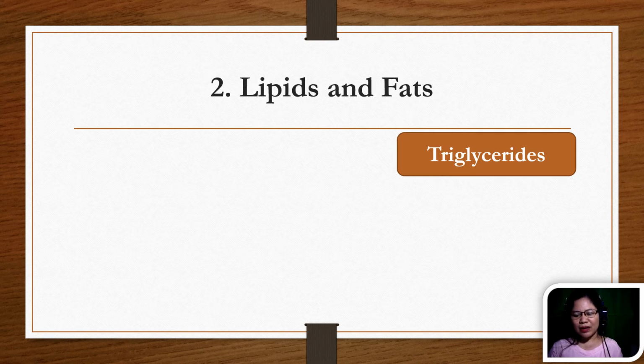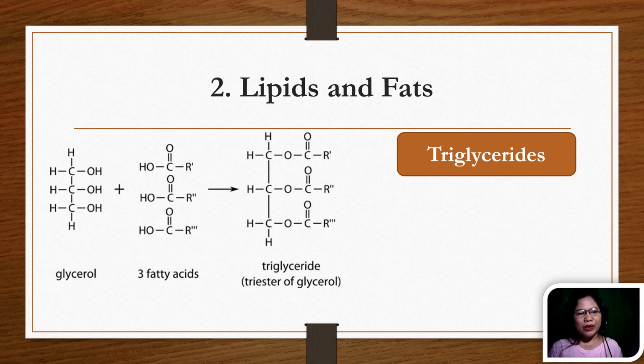And take note that triglyceride contains glycerol and 3 fatty acids. That's why triglyceride is a triester of glycerol. So remember, animal fats contain a high percentage of saturated fatty acids, while plant oils are mostly unsaturated fatty acids. So that's why it is advisable to use oil that is coming from plants.